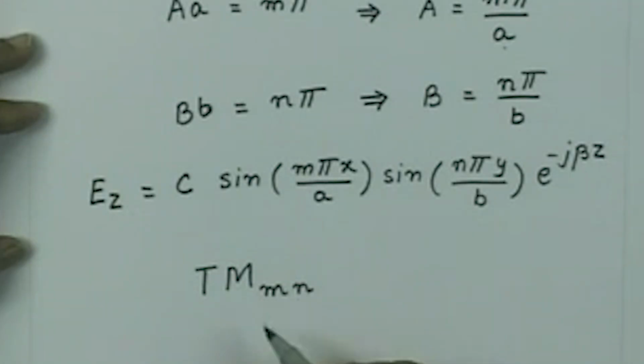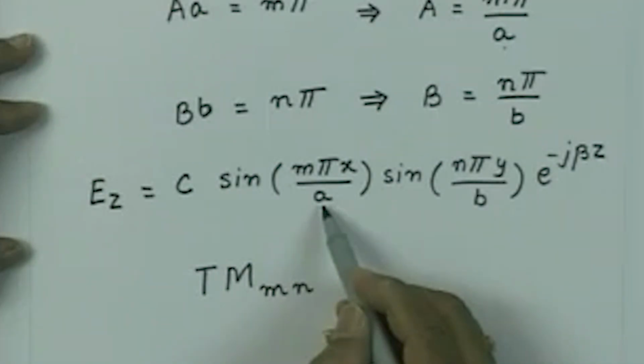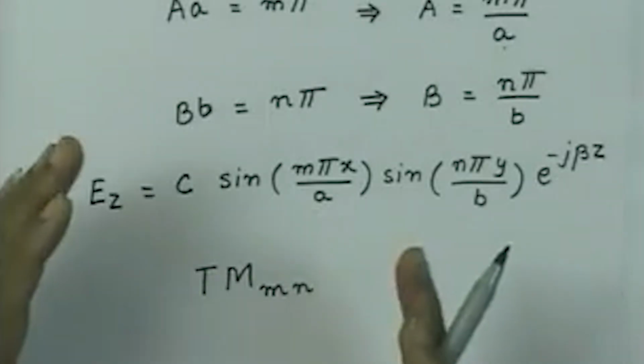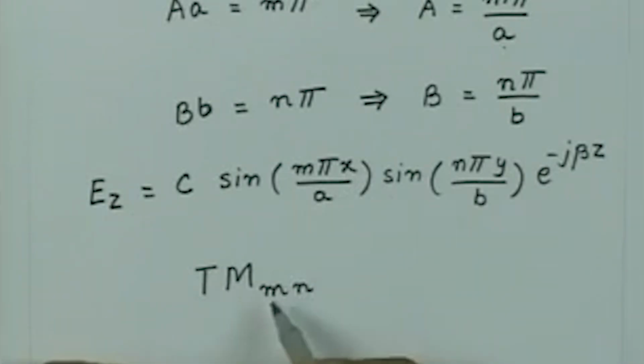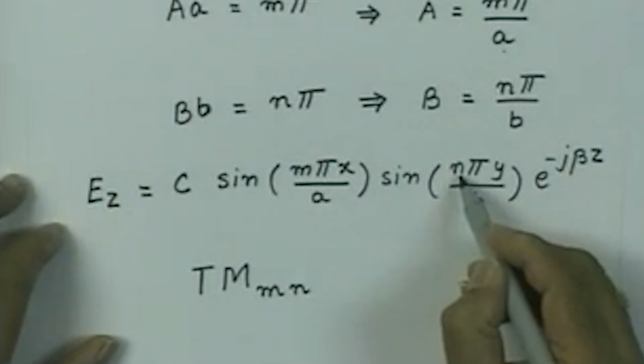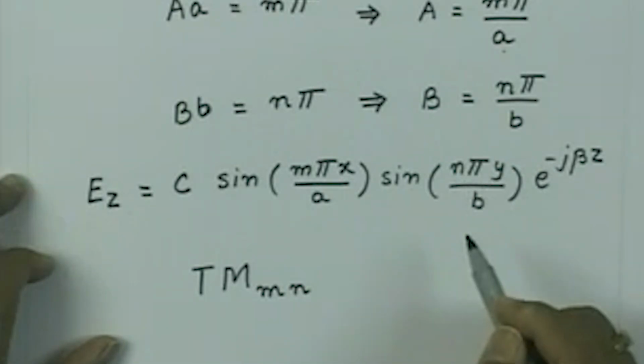Now, here the convention essentially comes in handy. Why have we taken a convention? The first index is the index around the broader dimension a. That is the reason we took the convention that the broader dimension is called a. That is the direction in which x is oriented. So, the first index tells me the field variation along the broader dimension of the waveguide, which is the x direction. Similarly, this index n tells me the field variation along the shorter dimension of the waveguide, which is the y direction.